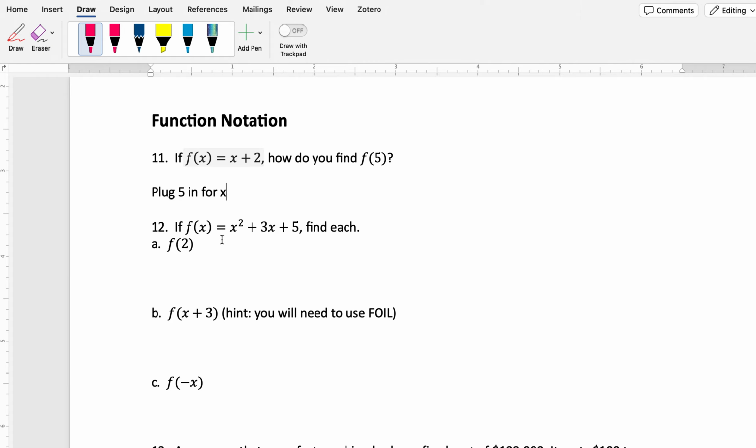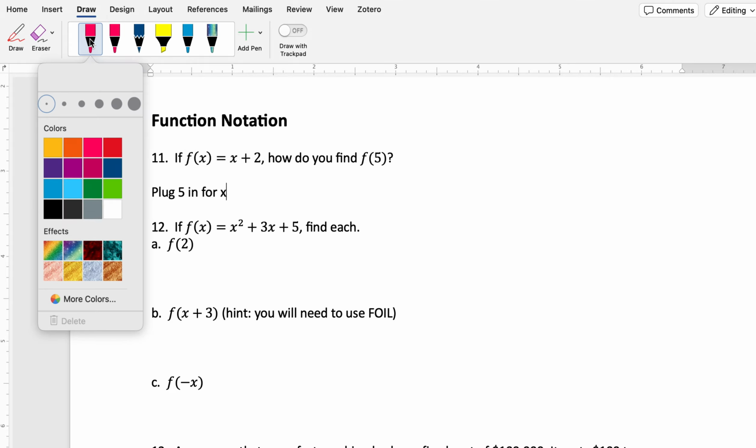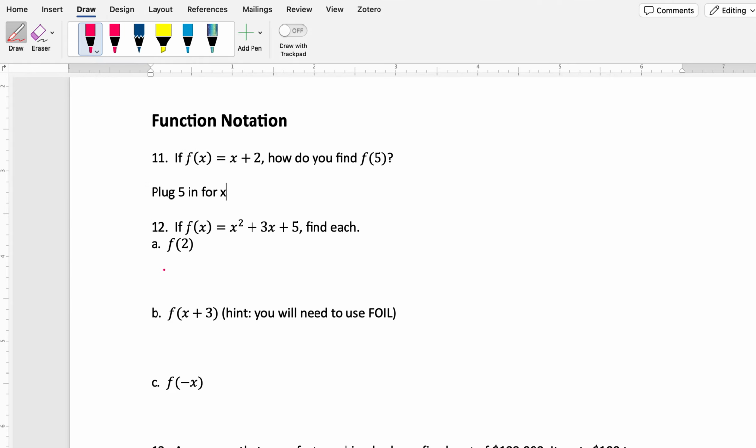So now we're going to find each for the function x squared plus 3x plus 5 equals f of x. So f of 2 means that we plug in 2 for x. So I'm going to replace each x in the function with the number 2, and then I'm going to simplify. So f of 2, I would plug 2 in for x here, so 2 squared plus 3 times 2 plus 5. 2 squared is 4, 3 times 2 is 6, and 4 plus 6 plus 5 is 15.